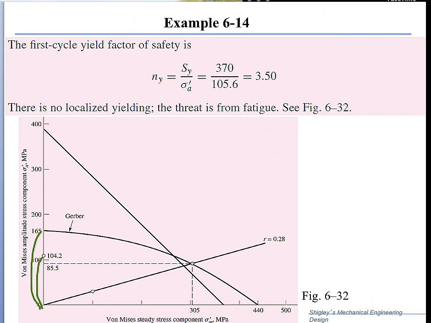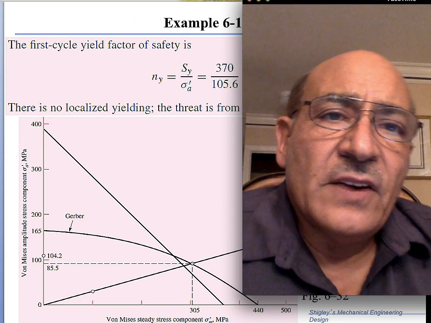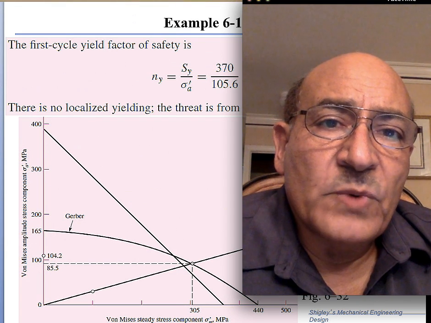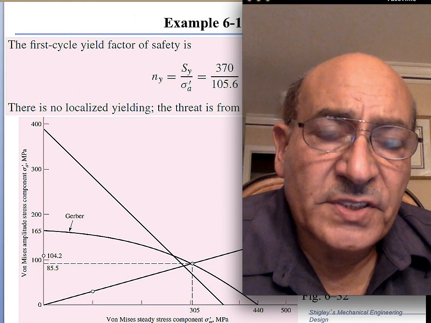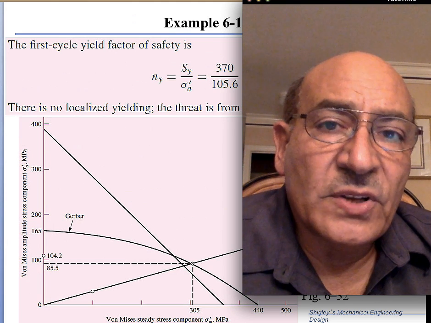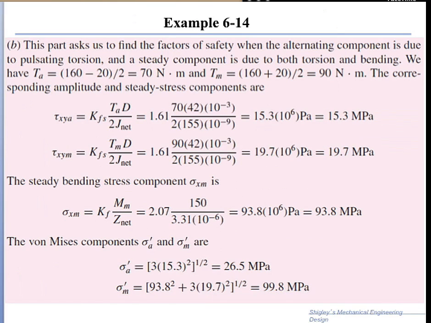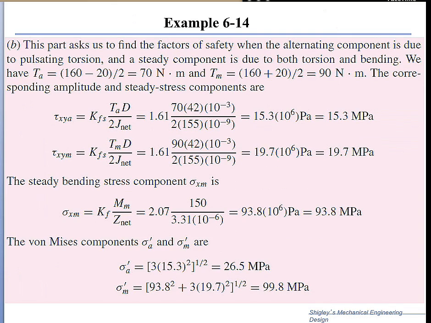Okay, so that's a very nice example that we've learned. And now I wanted to continue with the case where we have an alternating component plus a steady component and see that the load line is actually going to change in this case. So let's see the next part of the problem. We'll do it a little bit faster. In this part, we have an alternating torque going from 160 down to 20. So the alternating part is going to be 70, and the mean will be the sum of the min and max over 2. We get 90. So we get 70 and 90.